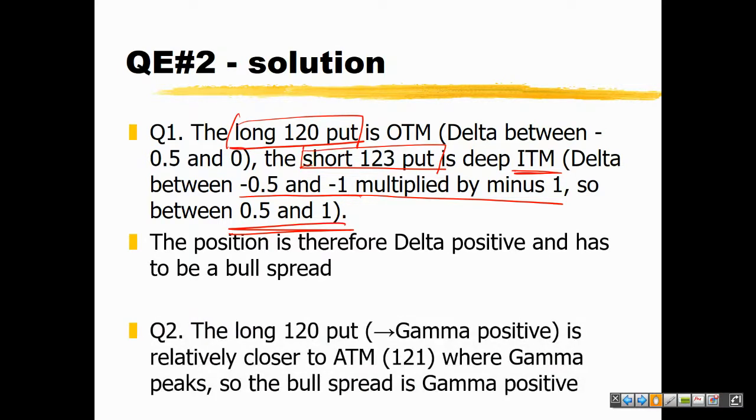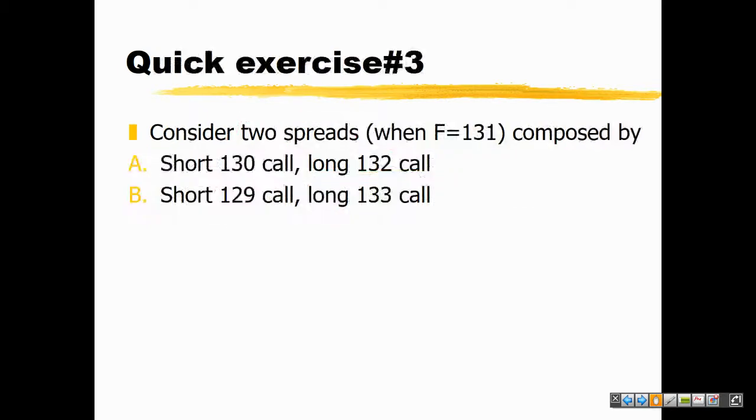Second part of the story, since the long 120 put is closer to at the money than the other one, and at the money you have a peak gamma, the gamma of the long 120 put, which is positive, is higher. So overall, the put spread is gamma positive. That's the kind of reasoning that is possible here. And of course, you can imagine a number of self-answers that you can make yourself to become faster and more profound in reasoning on that.